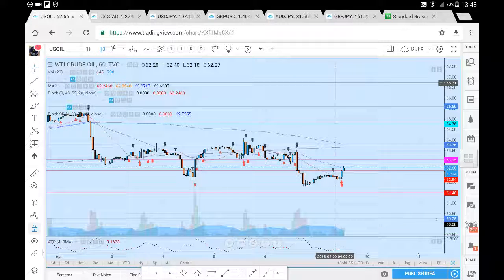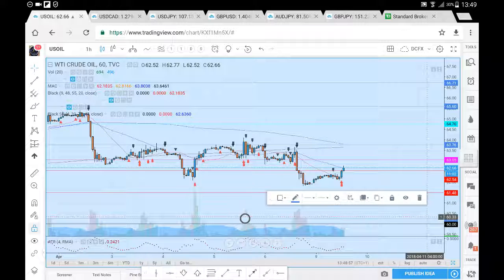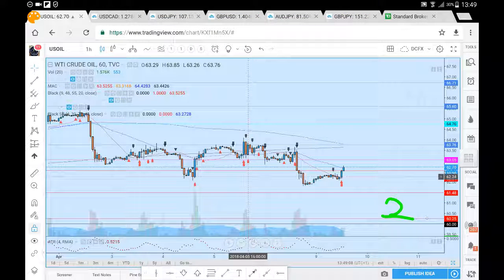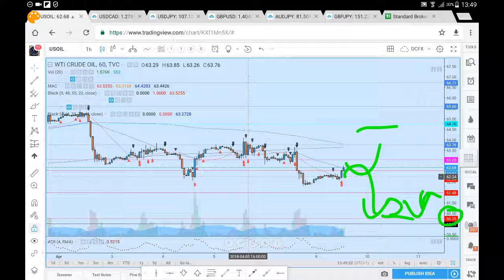With 60.25 proving itself so important, I'm just going to graduate that level to a level marked in red, thus underlining the significance of the level. Now I wouldn't anticipate price moving beyond the 60.25 to the downside, neither beyond the 64.76 to the upside, but those are the levels that we're looking at here on the US oil.